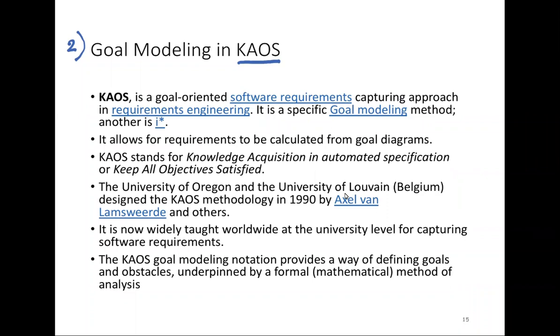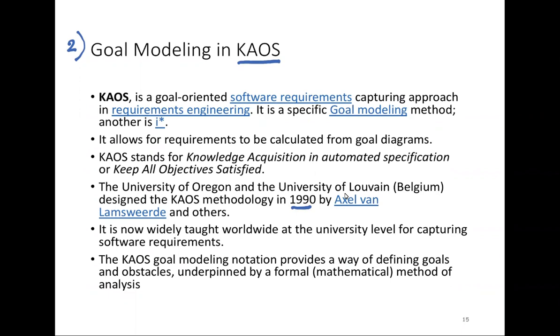As compared to the I-STAR, there are some differences in terms of representing the actors and the relationships. In KAOS, it is used to allow requirements to be calculated from goal diagrams, similar to what we did in the I-STAR. The University of Oregon and also the University of Louvain are the initiators of the KAOS method, and this was done in 1990 by Axel van Lamsweerde and his collaborators. It is very widely used now.